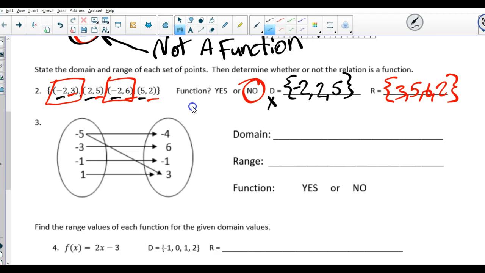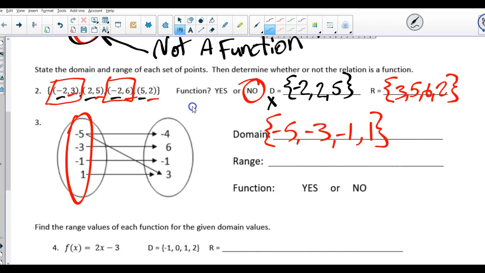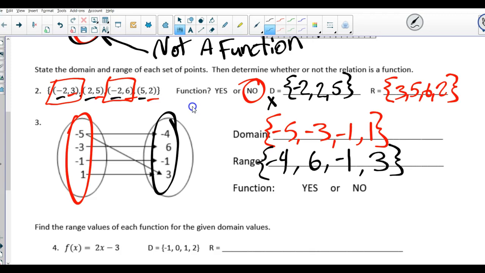Number 3, the domain is the x values, which is -5, -3, -1, 1. The range is the y values, -4, 6, -1, 3. These should have been in numerical order on that mapping. Somebody messed up. That somebody wasn't me. Is this a function, yes or no? Does it ask that? Oh, yes, state the domain and range.